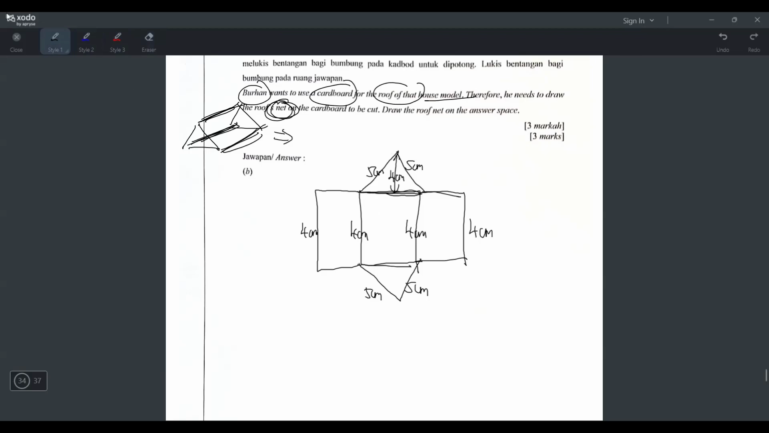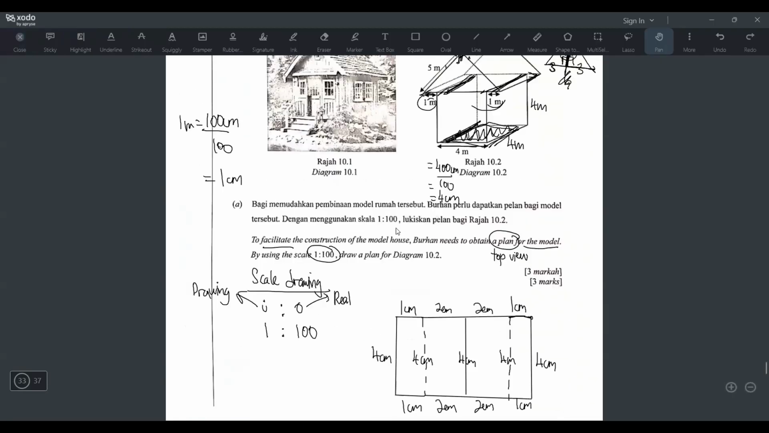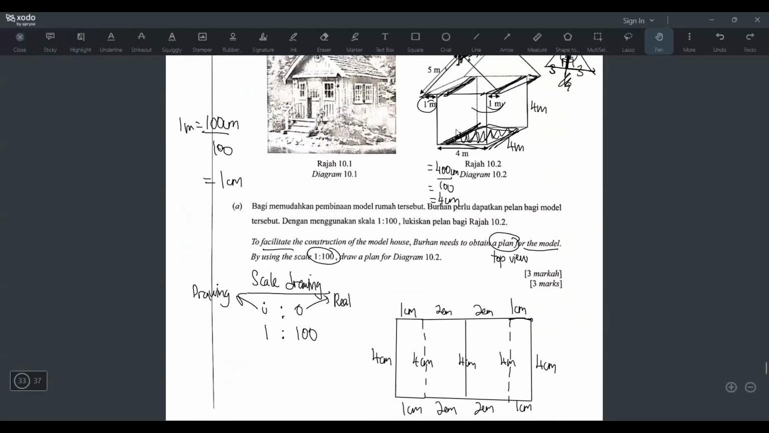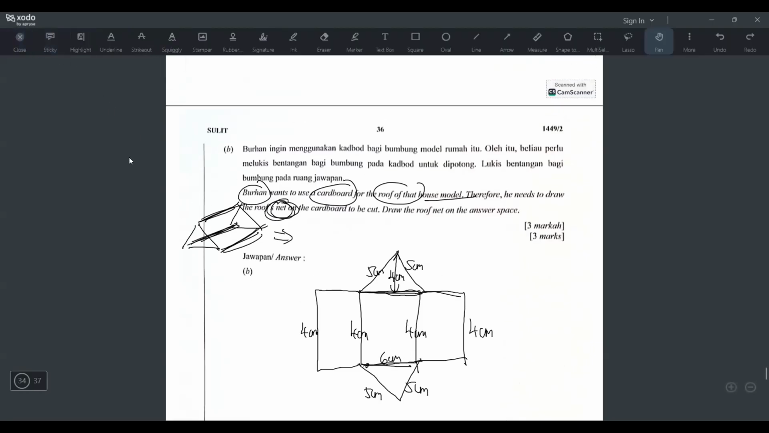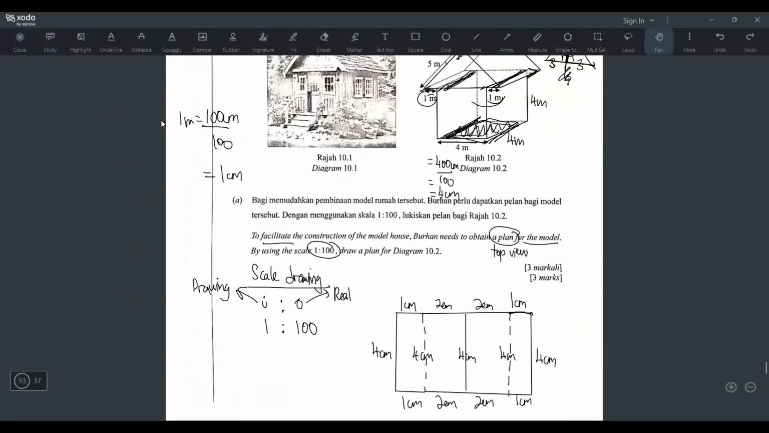Another thing is this whole line, we also know the length. The base of the triangle is 6, 4 plus 2, so it should be 6 centimeters. So 6 centimeters is from here to here. Okay, so is that everything?